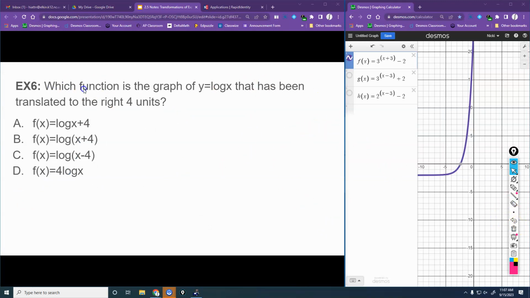Okay, we want to know the one that's been translated to the right 4. Okay, Carlos, was it Carlos that said C? All right, do you guys agree? Okay, because it's going to be what's on the inside, but it goes the opposite direction. So C is the correct answer for example 6, right there. Okay, you can check that, but I feel pretty good about that one.